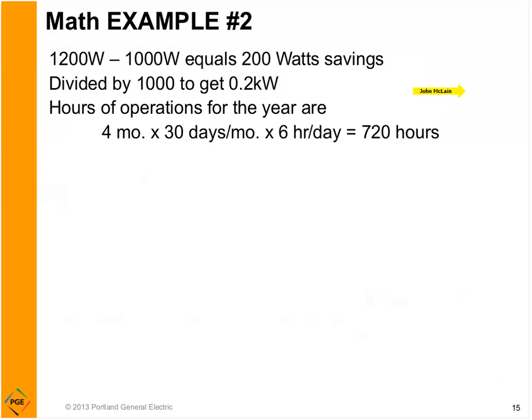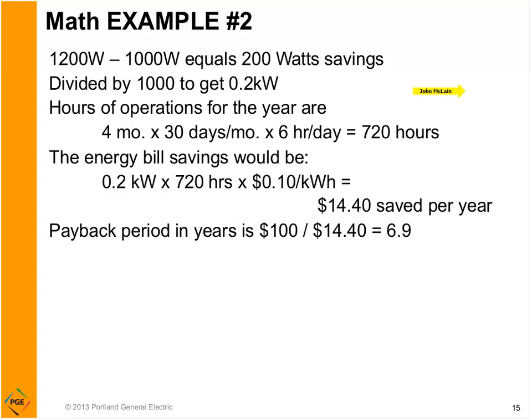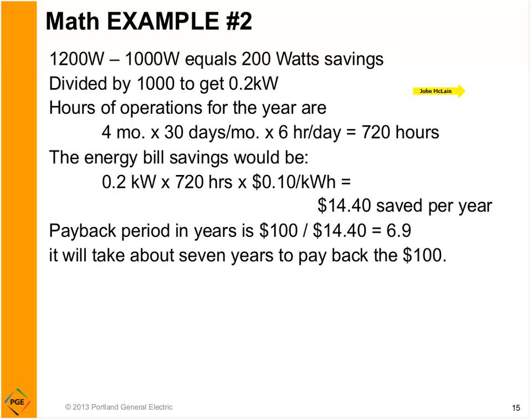Then we'll look at the H. We have 4 months, 30 days in a month, 6 hours a day, 720 hours is the H. Now we have enough to do 0.2 kW times 720 times the 10 cents, the price. We save $14.40 a year in this small example. If we apply that to the $100, it takes 6.9 years to get your money back. So we would say that the payback period is 6.9 years.